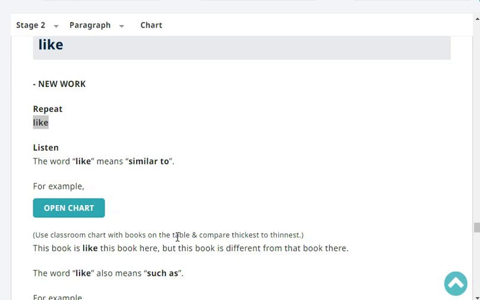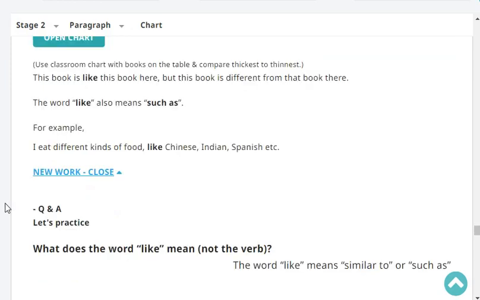They have different words. Okay, the word like also means such as. For example, I eat different kinds of food, such as Chinese, Indian, Spanish, Japanese, etc.